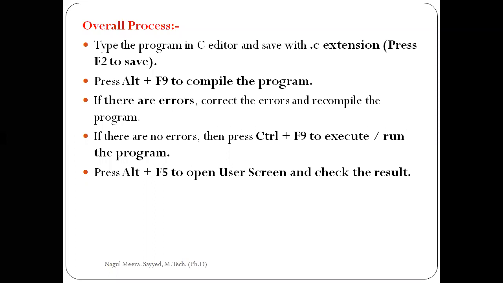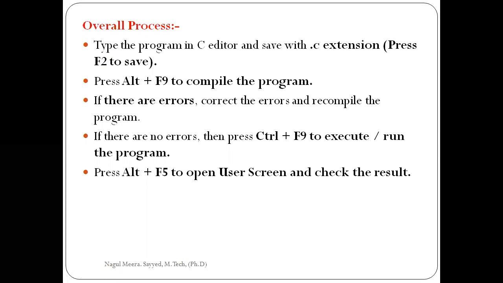Then that program must be saved with a program name and a .c extension. For example, first program, p.c, or whatever you name it. But .c is a must. Why? Because .c is must to identify that it is a C program. Or we just press the F2 button, and then our program is saved.